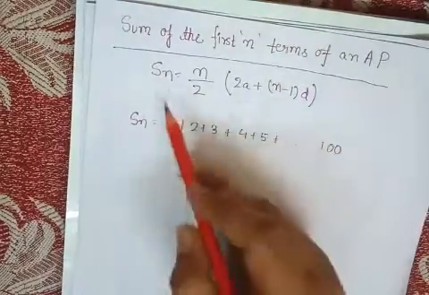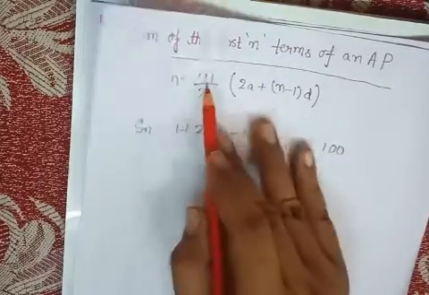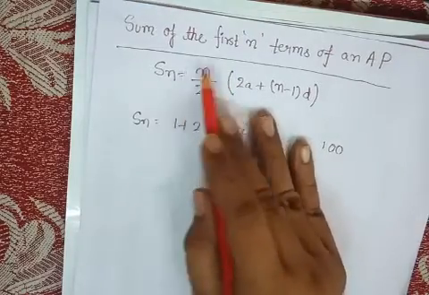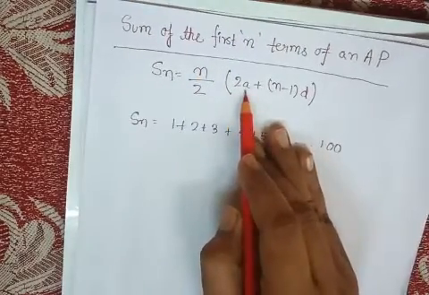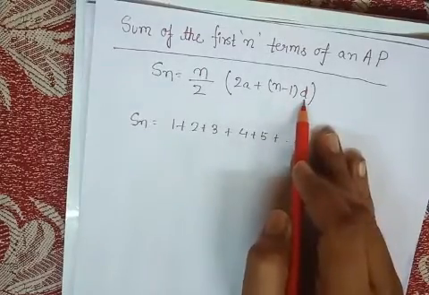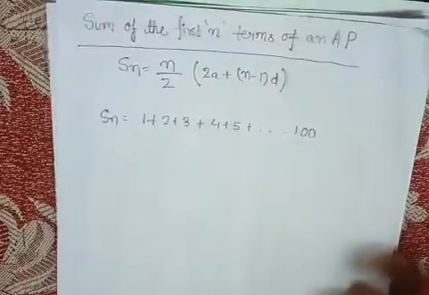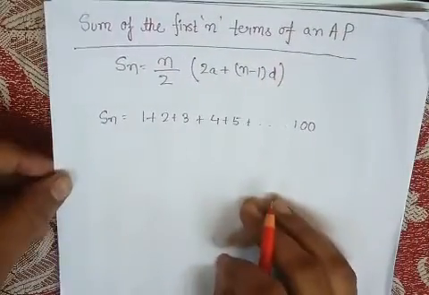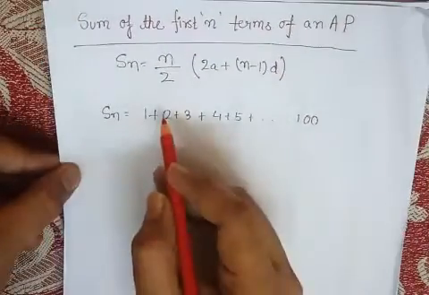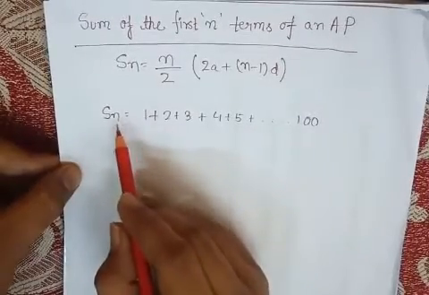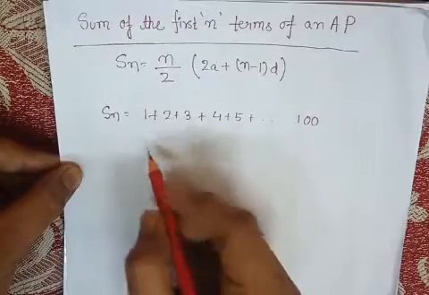Okay, so Sn stands for sum of the series. N is the number of elements in the series. A is the first term. D is the common difference. Okay, now let's take a very simple example to illustrate how to find out the sum of a given series. Suppose this was the given AP series and we need to find out the total sum of this series.